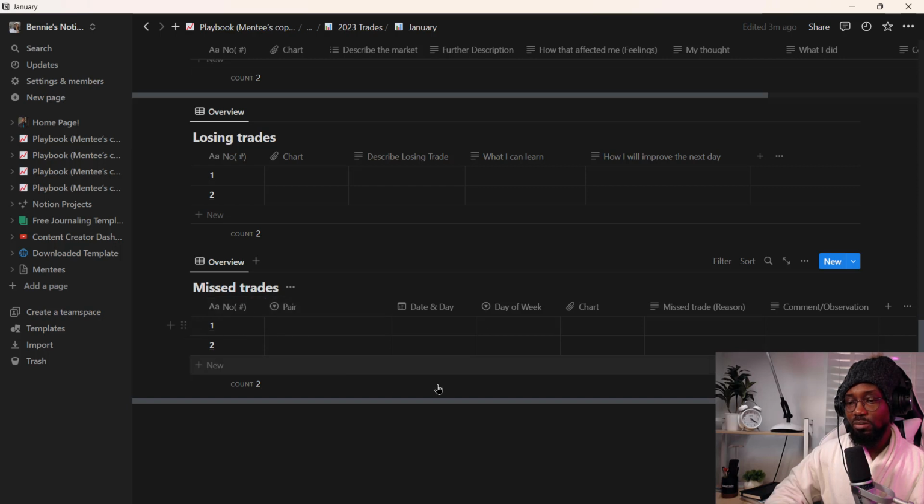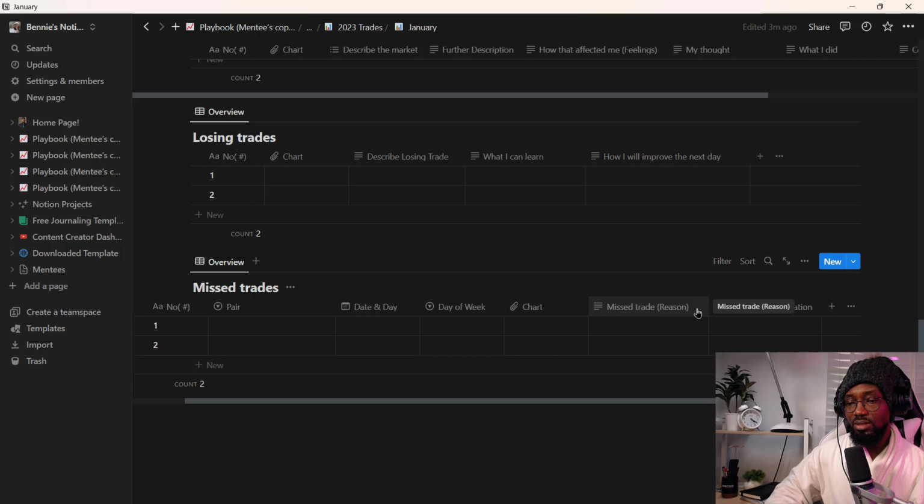Then, did you miss any trade? If you missed a trade, come here and put in all the data about the trade that you missed. Why did you miss it? Were you busy, or did you wake up late? If you woke up late, that means you need to wake up earlier, right? Or you didn't set your alert, or you didn't know your alert rang? Whatever it is, just take note of it.